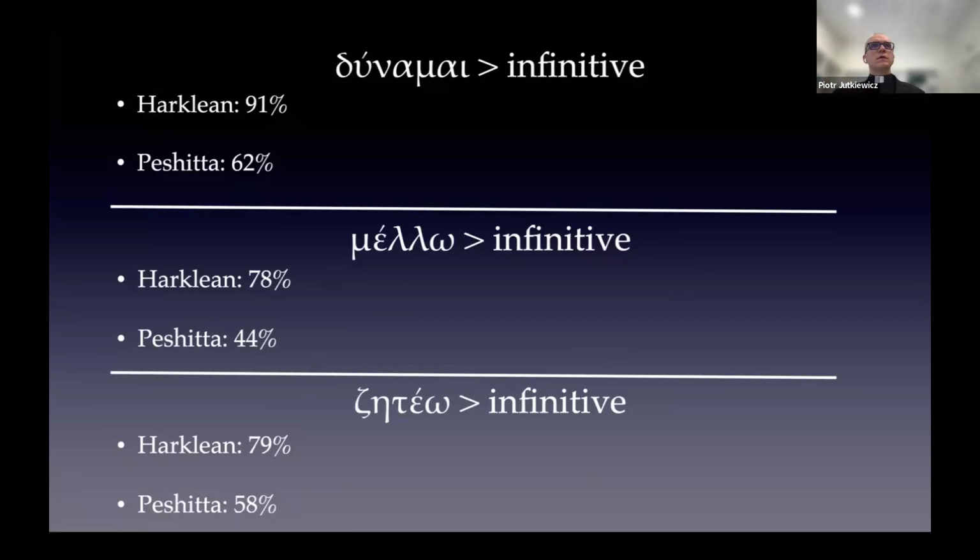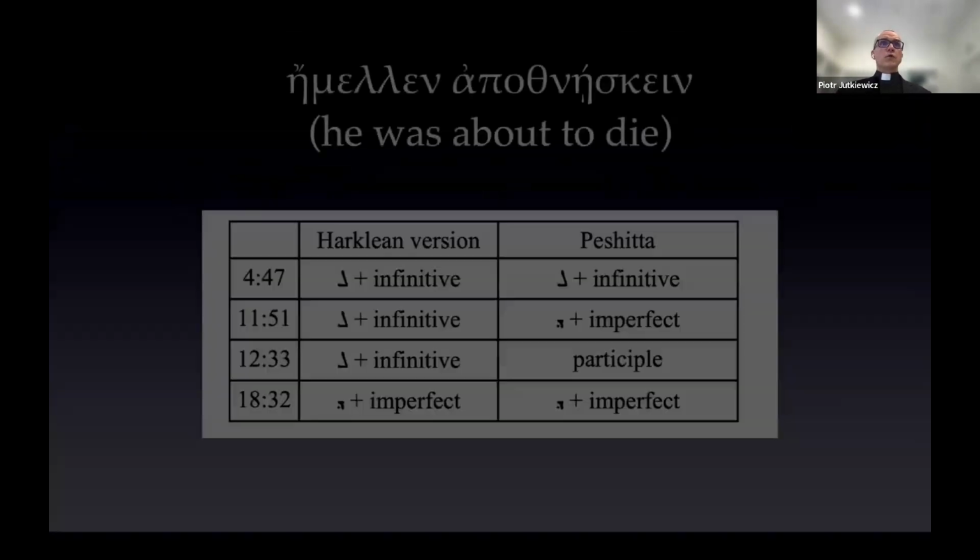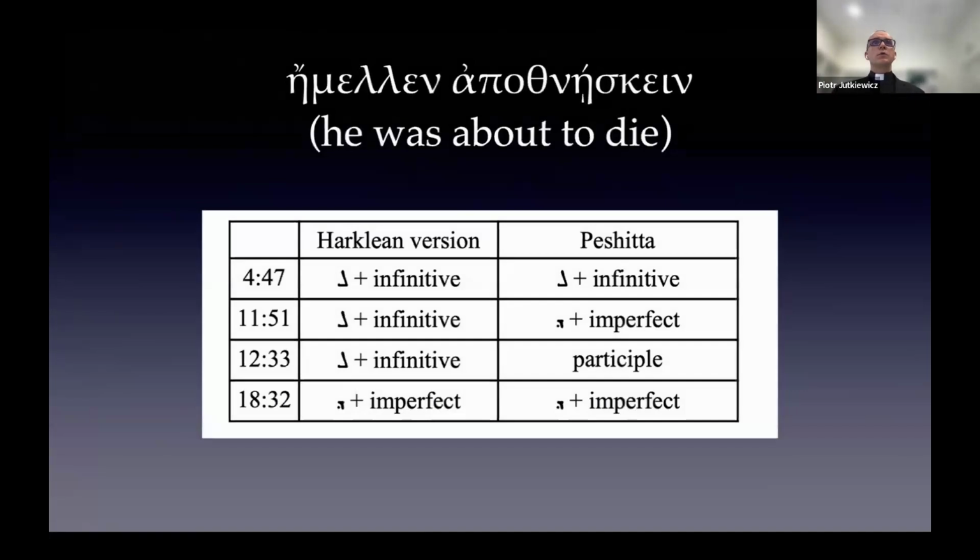A few more examples of diversity are worth mentioning here. For example, it is significant to note that the standard equivalent for mello in the Harklean version is atid with 100% equivalency. We have seen that before. While for what follows in place of the Greek infinitive, there is no such equivalence. For example, the typical phrase for the Gospel of John, emellen apothneskein, he was about to die, appears 4 times and it is rendered both ways.